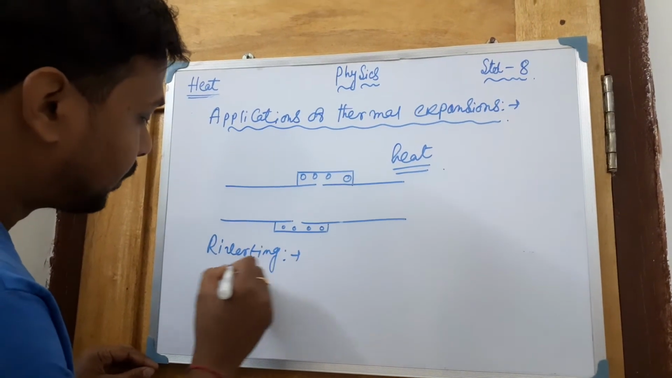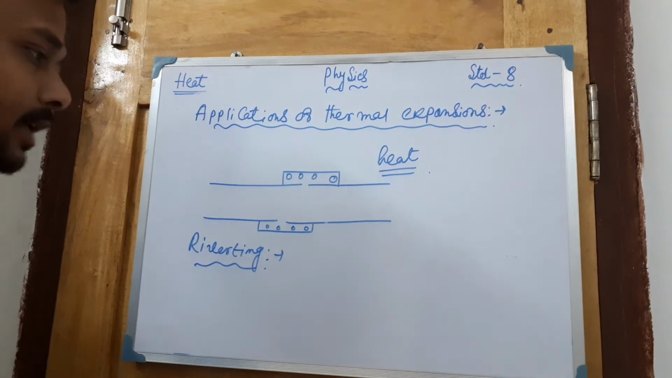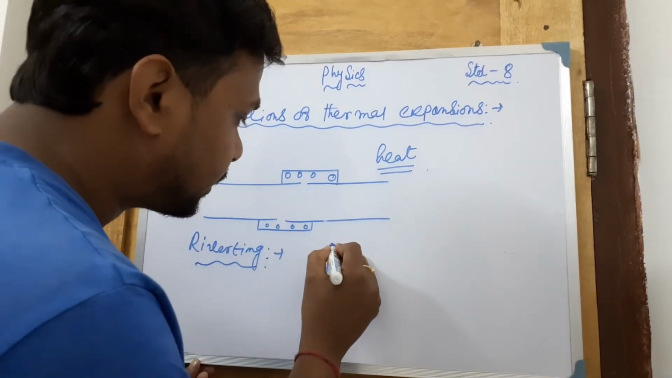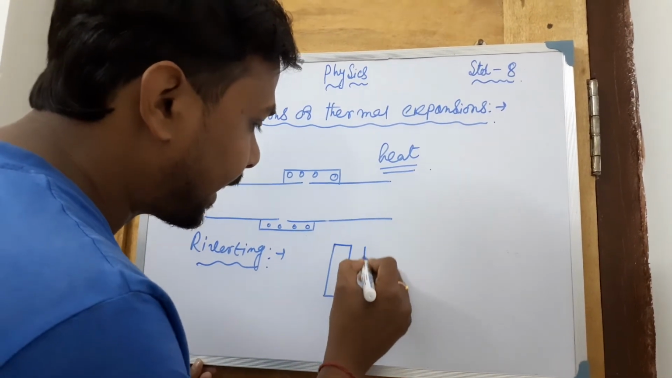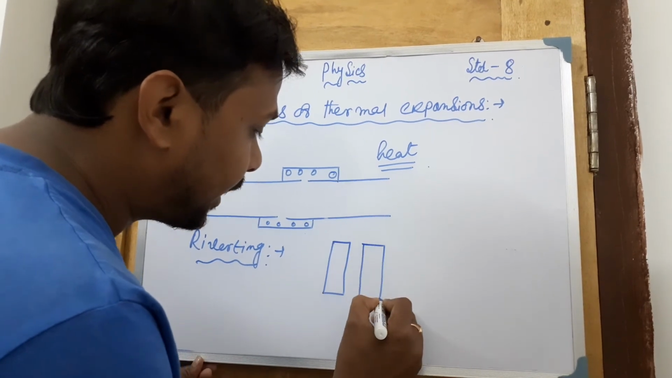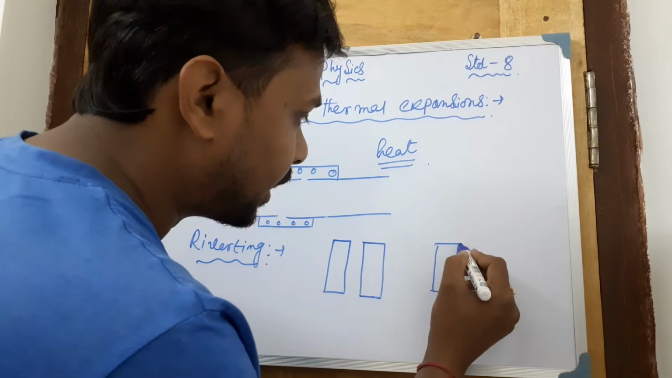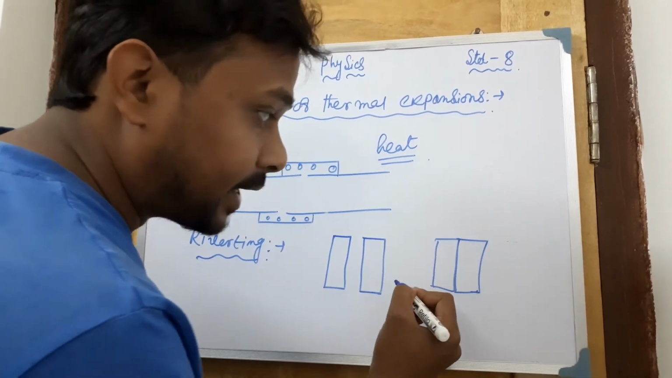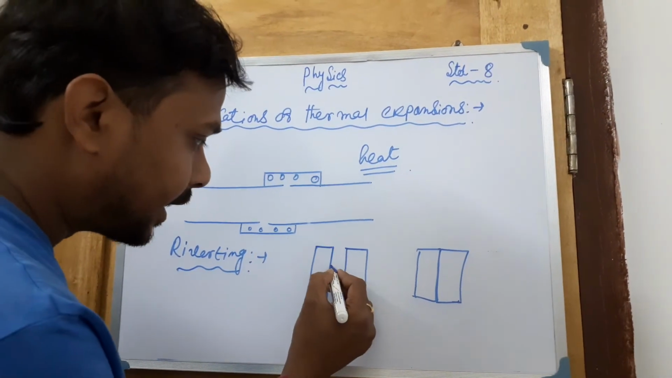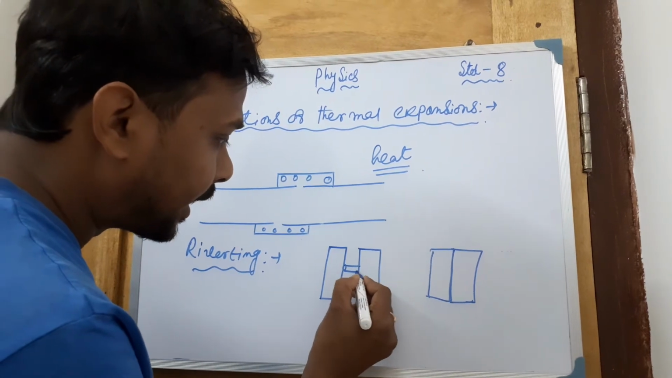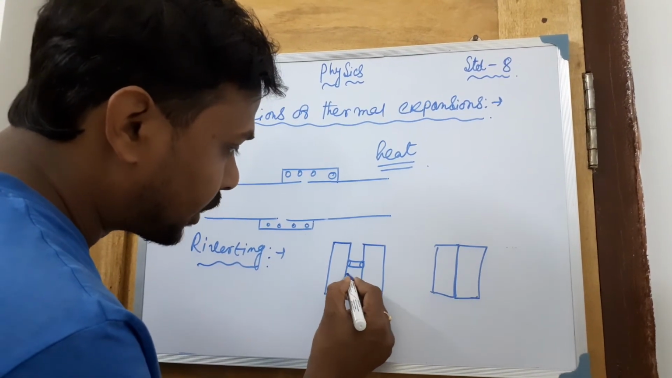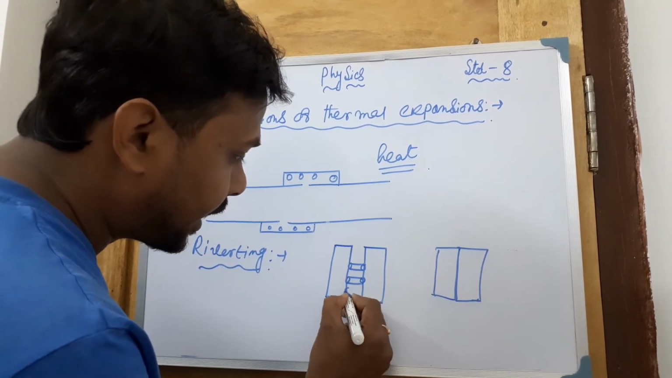Riveting means what type of thing? Suppose in the case of boilers and all, two metals, any type of two metals, are connected. They are not connected in this way, but they use screws in between them, which are called rivets. So this type of thing actually happens.